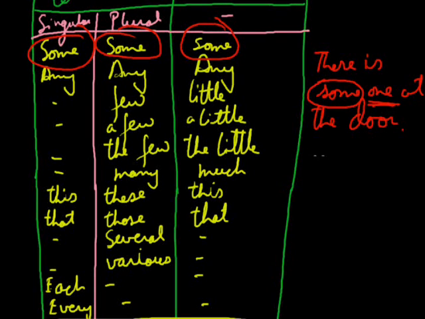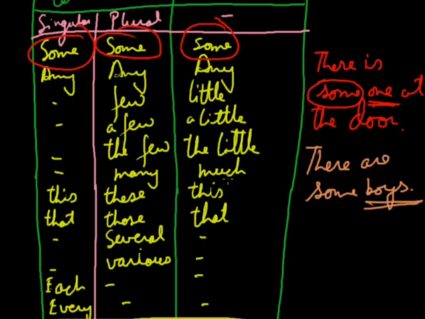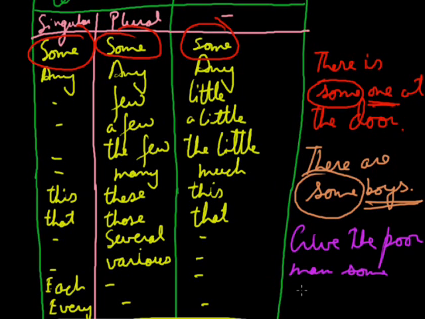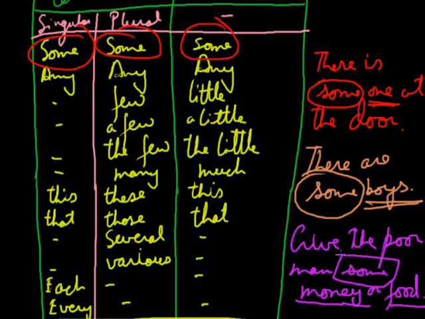Similarly, we can say there are some boys. Now boys is plural and before that we have used some. So it can be used with the plural also. Coming on to the uncountable noun, we can say give the poor man some food or some money. Now money, food we all know is uncountable. Before that we have used some. So it can be used with singulars, with plurals as well as uncountables.